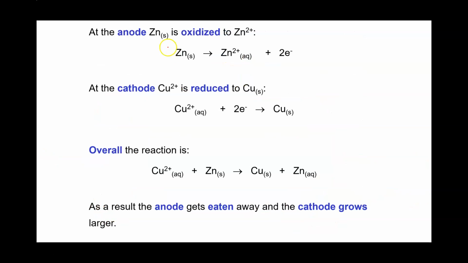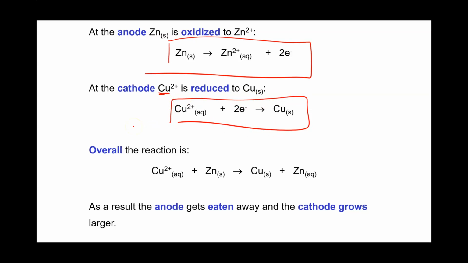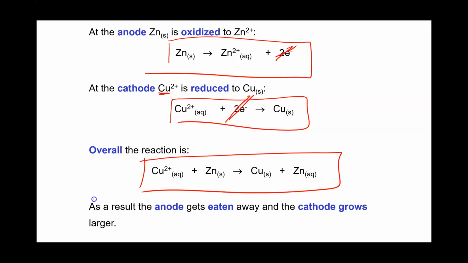What happens at the anode is that the zinc is oxidized, and the zinc that's being oxidized is actually the electrode. It's an active electrode. At the cathode, the copper 2+ is being reduced. So overall, this is our balanced redox equation. The zinc anode gets eaten away, and the copper cathode grows larger. So it's kind of cool, and you can actually see this happening before your eyes.